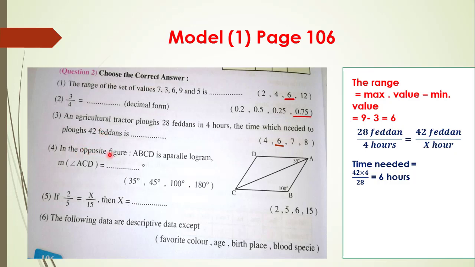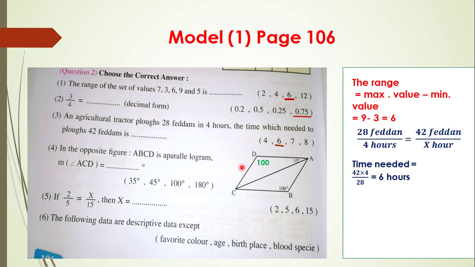Number 4. In the opposite figure, ABCD is a parallelogram. I want to calculate the measure of angle ACD. What is ACD? Here we have ACD, this angle. At first we know that in a parallelogram each two opposite angles are equal in measure. So the measure of angle B is 100, which means that the measure of angle D is also 100.